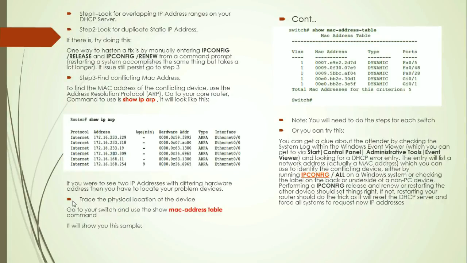To resolve this issue, the first step is to look for overlapping IP address ranges on your DHCP server. So you need to type in ipconfig /all. Step 2, look for duplicate static IP addresses after doing the ipconfig /all. If there is, try doing this.